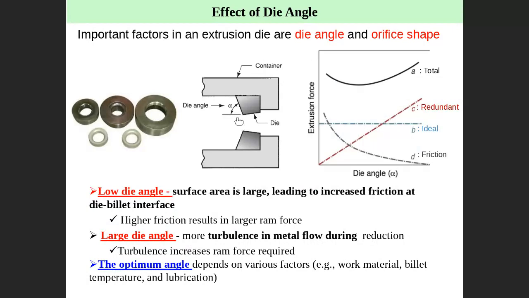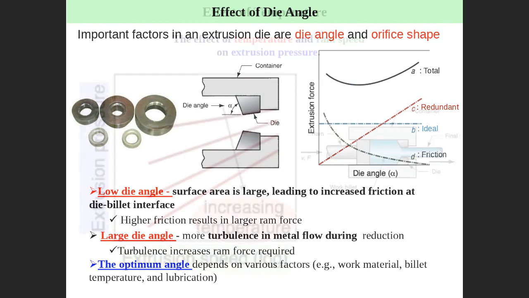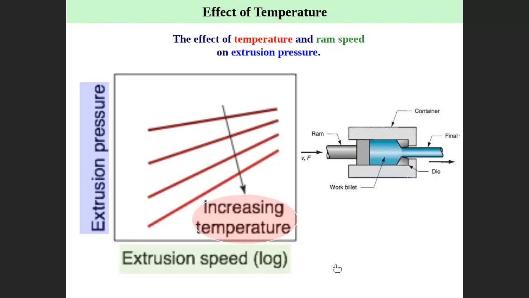Die angle also affects extrusion. The die angle could be big or small. In the case of a big die angle and a small die angle, the extrusion force will increase and decrease. There is a certain value in the middle to get the optimum case, not small, not big, but something in between. This is the optimum angle in the extrusion process.